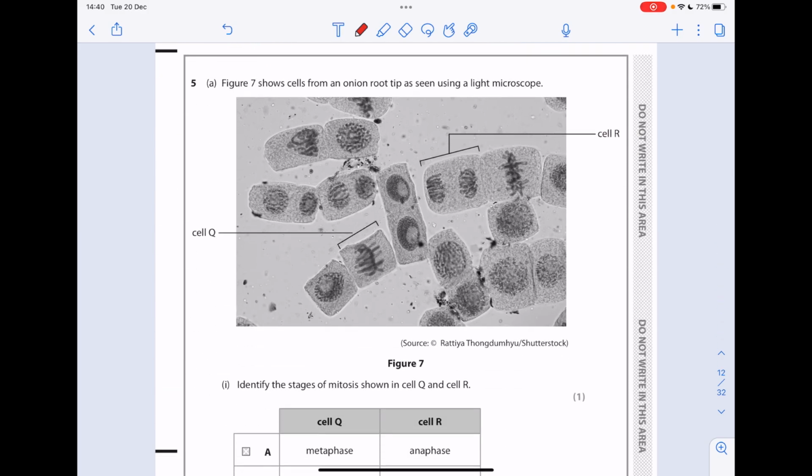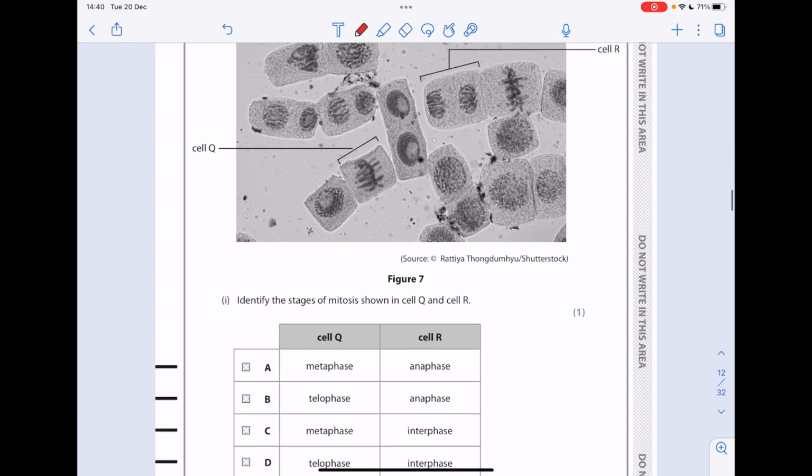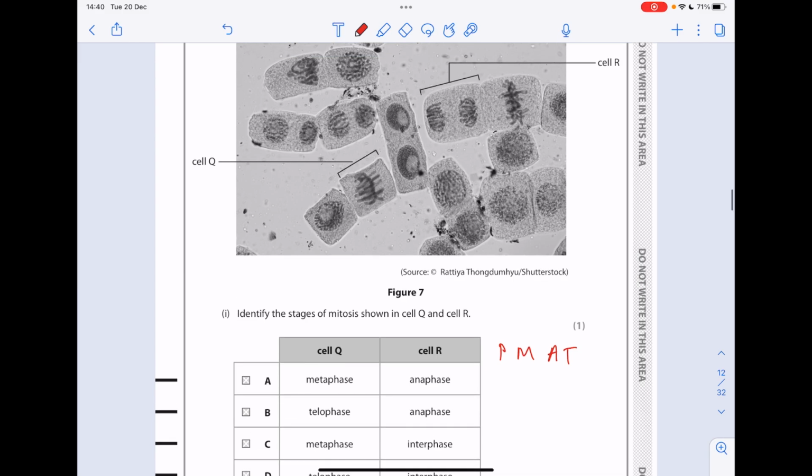Figure 7 shows cells from an onion root tip as seen using a light microscope. Identify the stages of mitosis shown in cell Q and cell R. Remember to use the mnemonic PMAT to help you remember. It goes prophase, metaphase, anaphase, telophase.